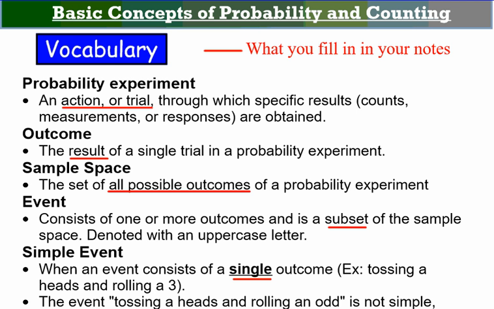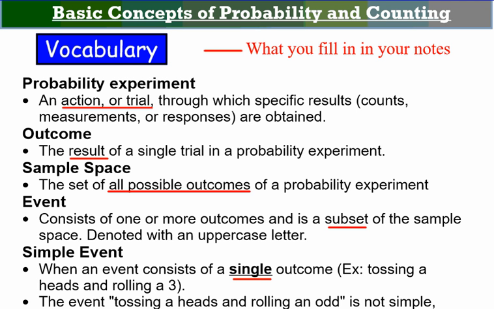Anything underlined in red is where there would be a space in your note packet to fill those in. A probability experiment is an action or trial through which specific results, counts, measurements, or responses are obtained. So it's any action where we're going to be recording some results. And the outcome is the result of a single trial in a probability experiment. It's what happened. The sample space is the collection, the set of all possible outcomes that could have occurred from a probability experiment. An event consists of one or more outcomes and is a subset of the sample space.